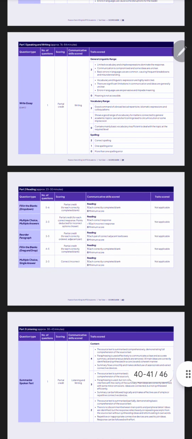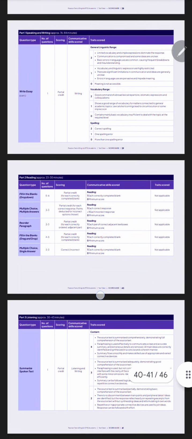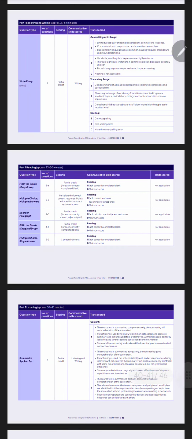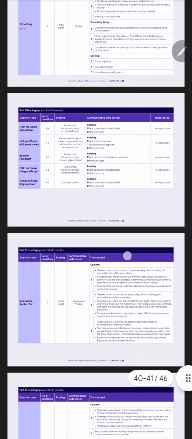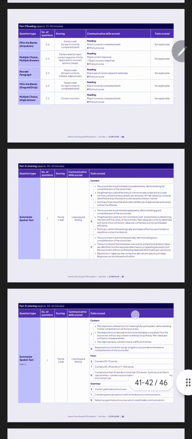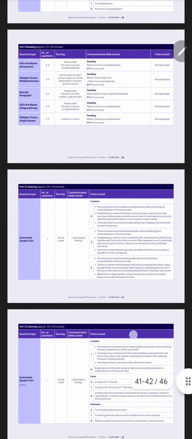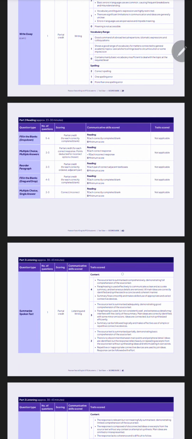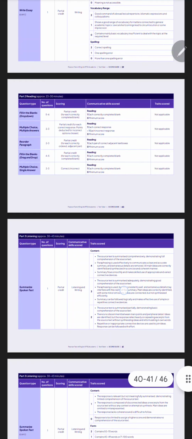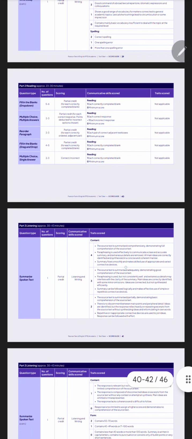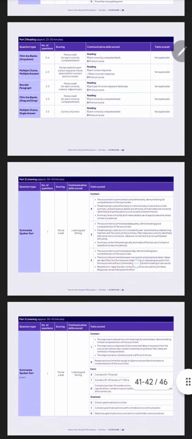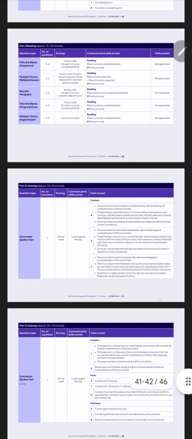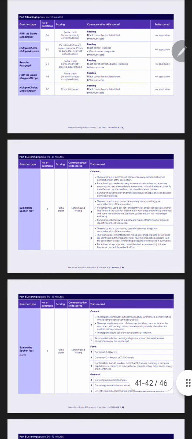Okay, so here are some of the other question types. For reading. Yeah, for reading. And maybe next we have reading and listening, summarize spoken text. Like we listen to some kind of spoken text and then we write it down.